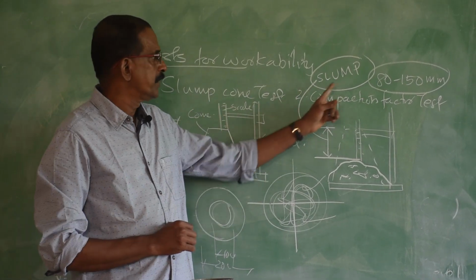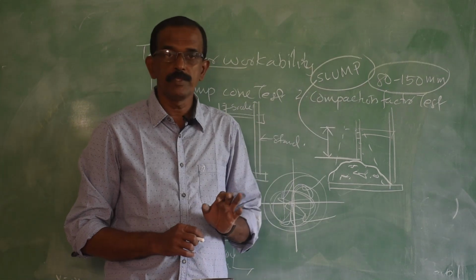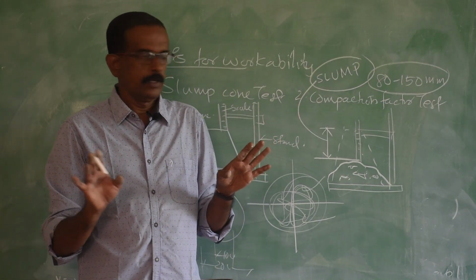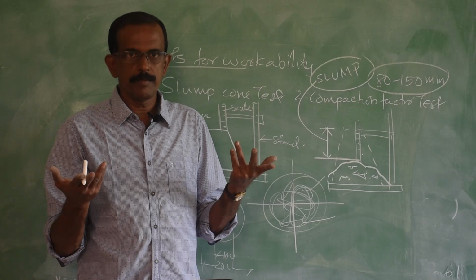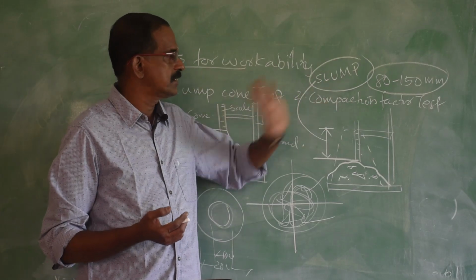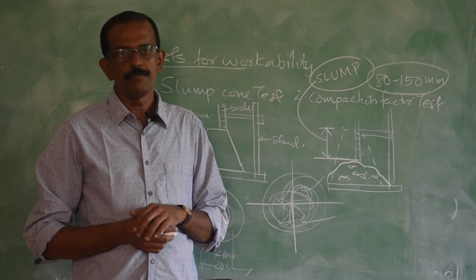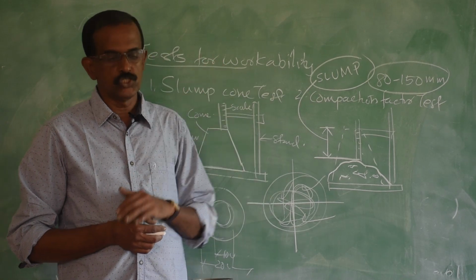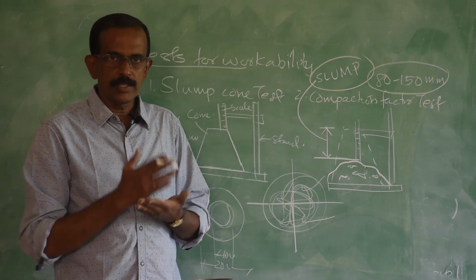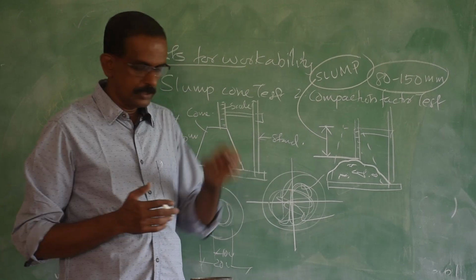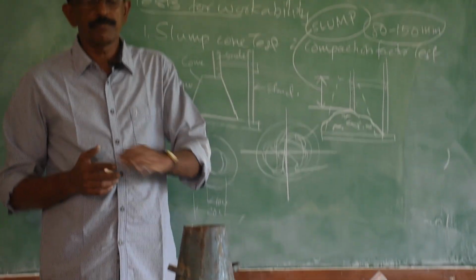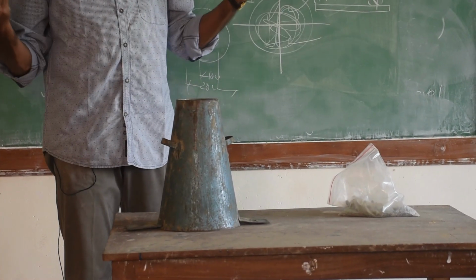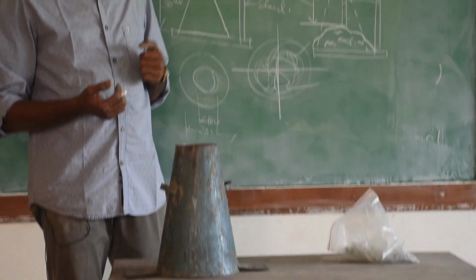So, if you are getting a reading between 80 to 150 mm for normal works; depending upon the work, slump may be different. For normal concreting work, slump should be between 80 to 150 mm. This is the procedure: prepare the concrete, divide into 4, take each portion, put it inside, compact it 25 times, fill it fully, lift the cone, and measure the subsided height of the concrete.